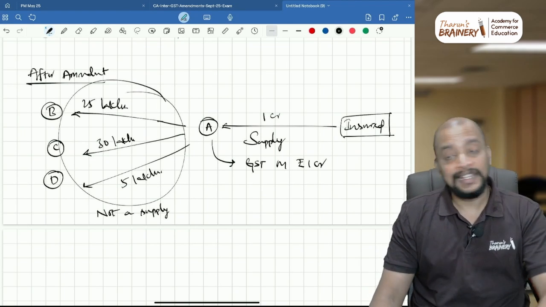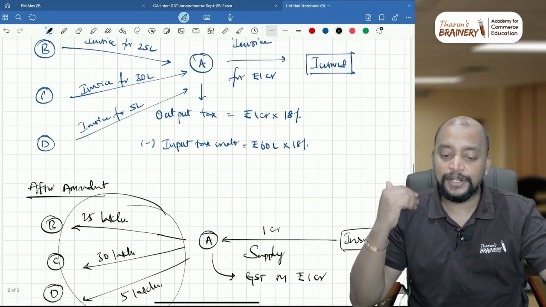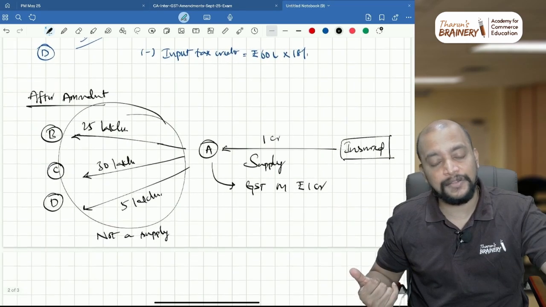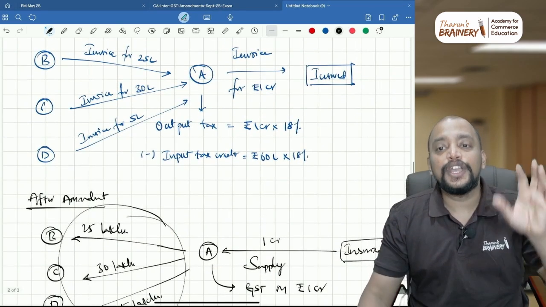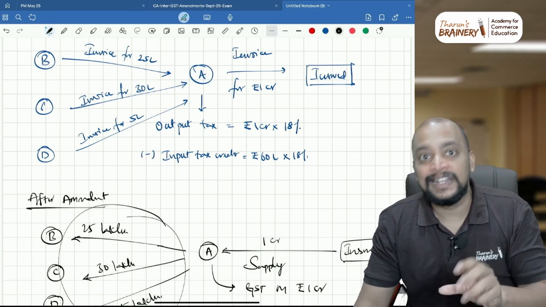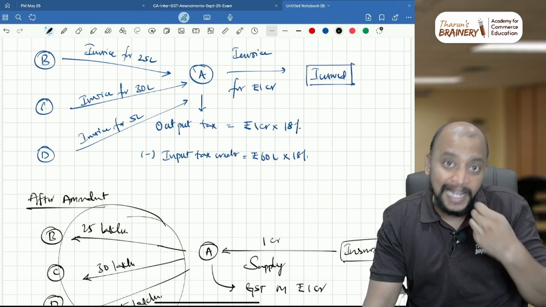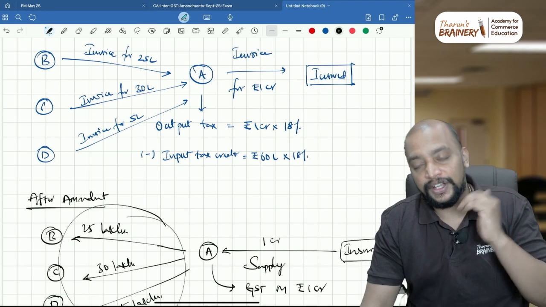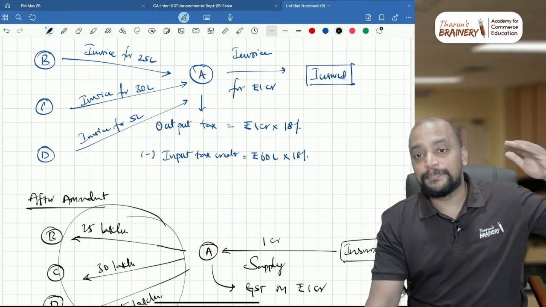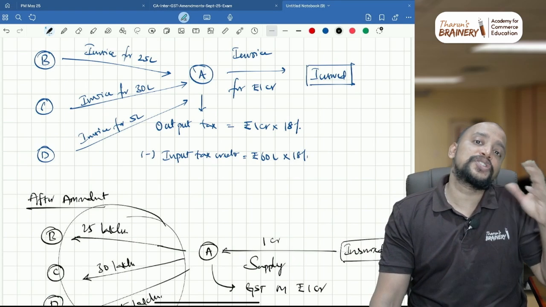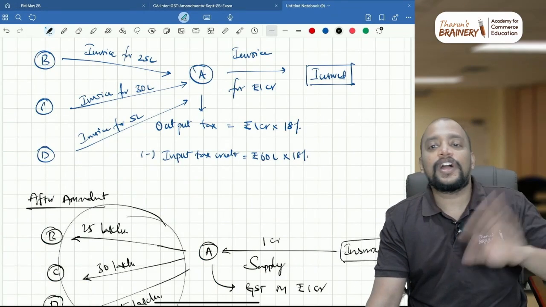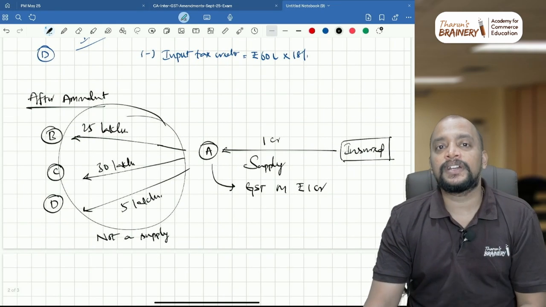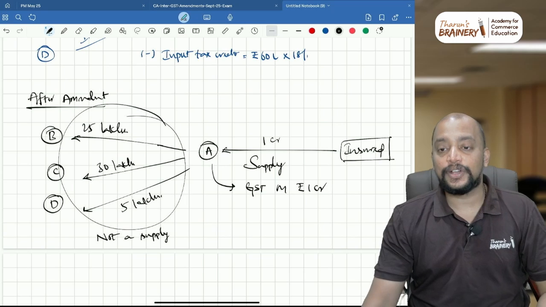Why it is like this? See, even before amendment also A used to pay GST on 1 crore. Now also he will be paying GST on 1 crore. But previously they used to get the input tax credit, means effectively they used to pay only on retain, that is 40 lakhs. But now B, C and D, the other insurers, co-insurers, will not be paying any GST. It is excluded from supply. Only the lead insurer will pay GST, that is on 1 crore.